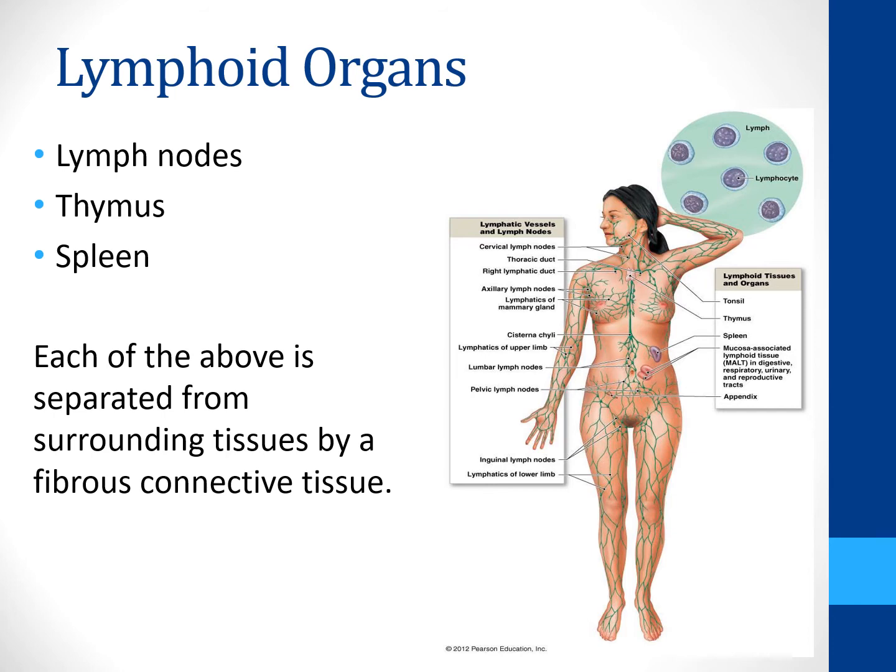Lymphoid organs are surrounded by a fibrous connective tissue capsule. So what makes a lymphoid nodule different from a lymphoid organ is that capsule that surrounds the lymphoid organs. So our lymph nodes, our thymus, and our spleen are our main lymphoid organs.